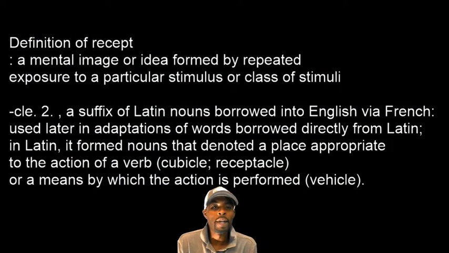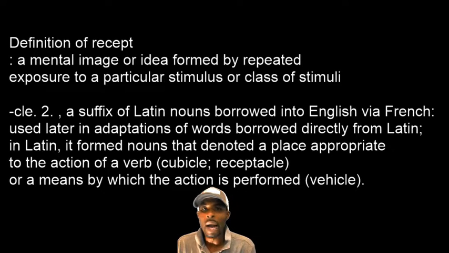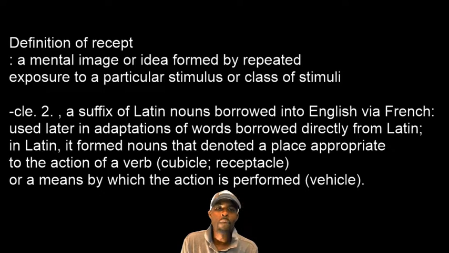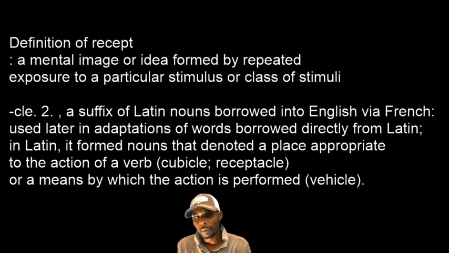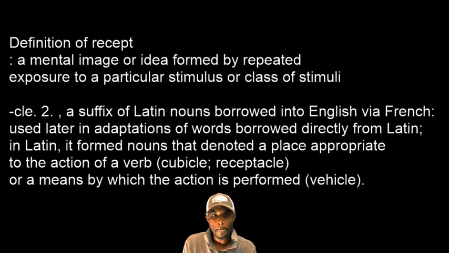So now, let's break down the word receptacle a little bit further. Let's see what recept means. All right? Recept is a mental image. That mental image I was telling you about. If you imagine how the brain looks, you can do it. Or idea, right? Formed by repeated exposure to a particular stimulus or class of stimuli. So recept is a mental image or idea, formed by repeated exposure. So how does this mental image or idea come to be? How does it become manifested? By repeated exposure to a particular stimulus.